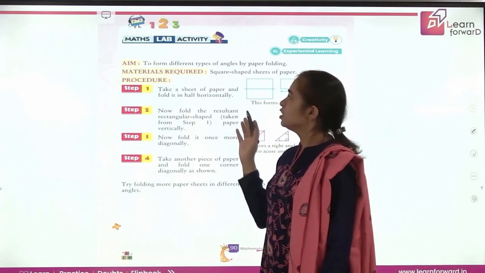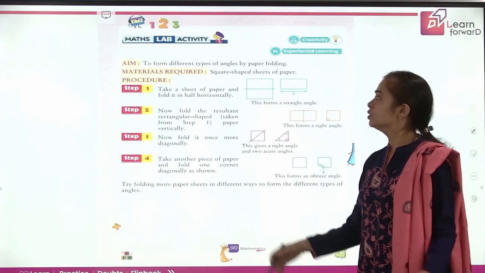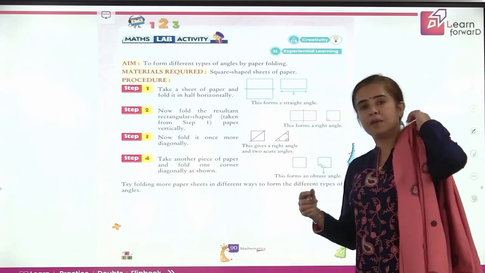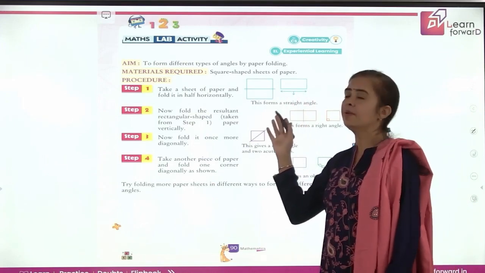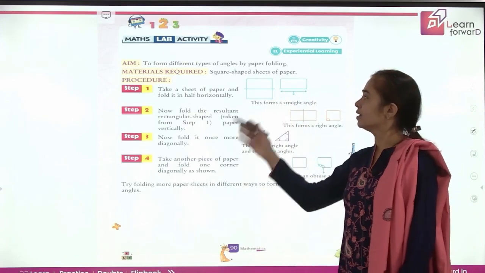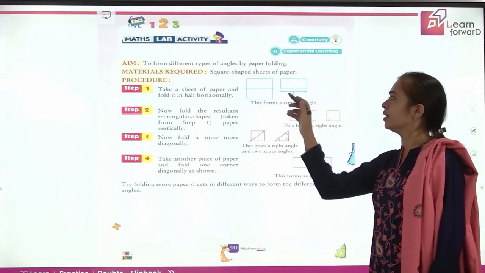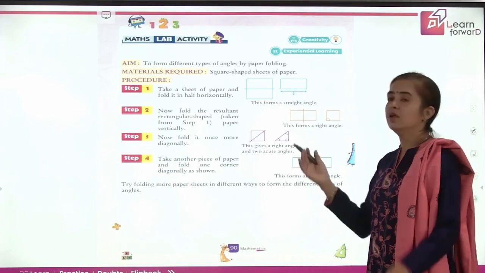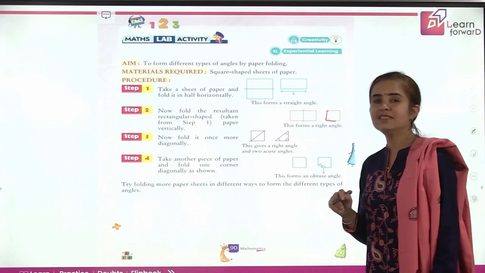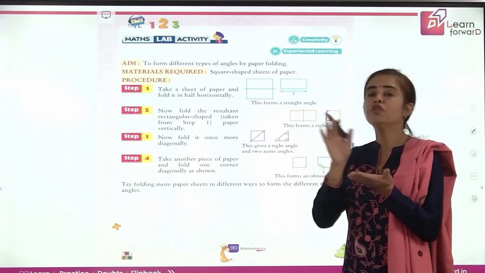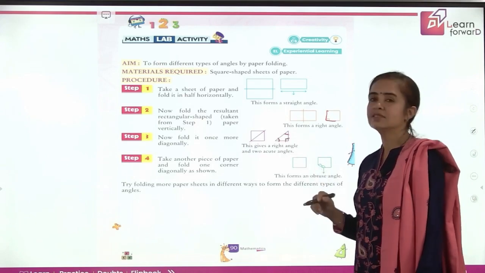Here's an activity for you to form different types of angles by paper folding. So you have square shaped paper on your tables, all of you. You can just fold them and then make different angles. Like if you fold it horizontally, what do you get? This is your straight angle. When you fold it again, what do you get? This is your 90 degrees. That means the right angle. If you fold it diagonally, you get different angles. These are acute angles and this is 90 degrees.